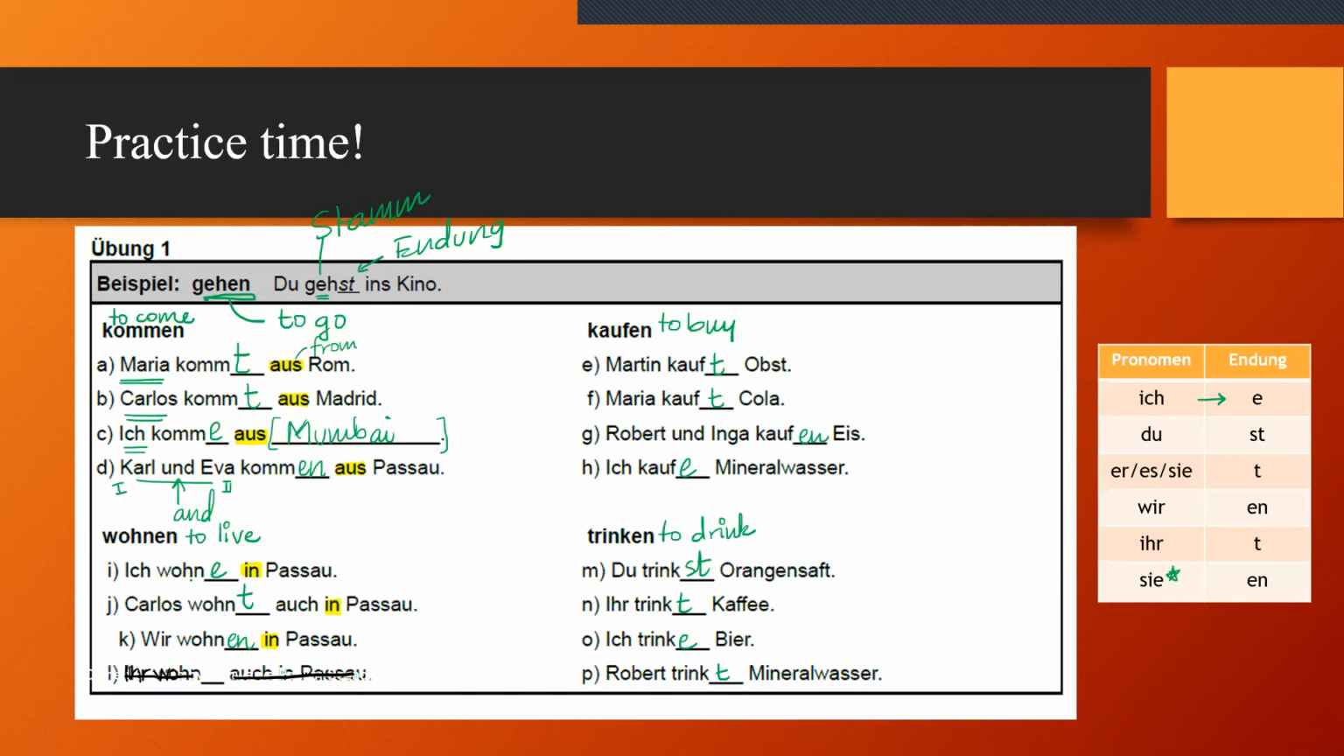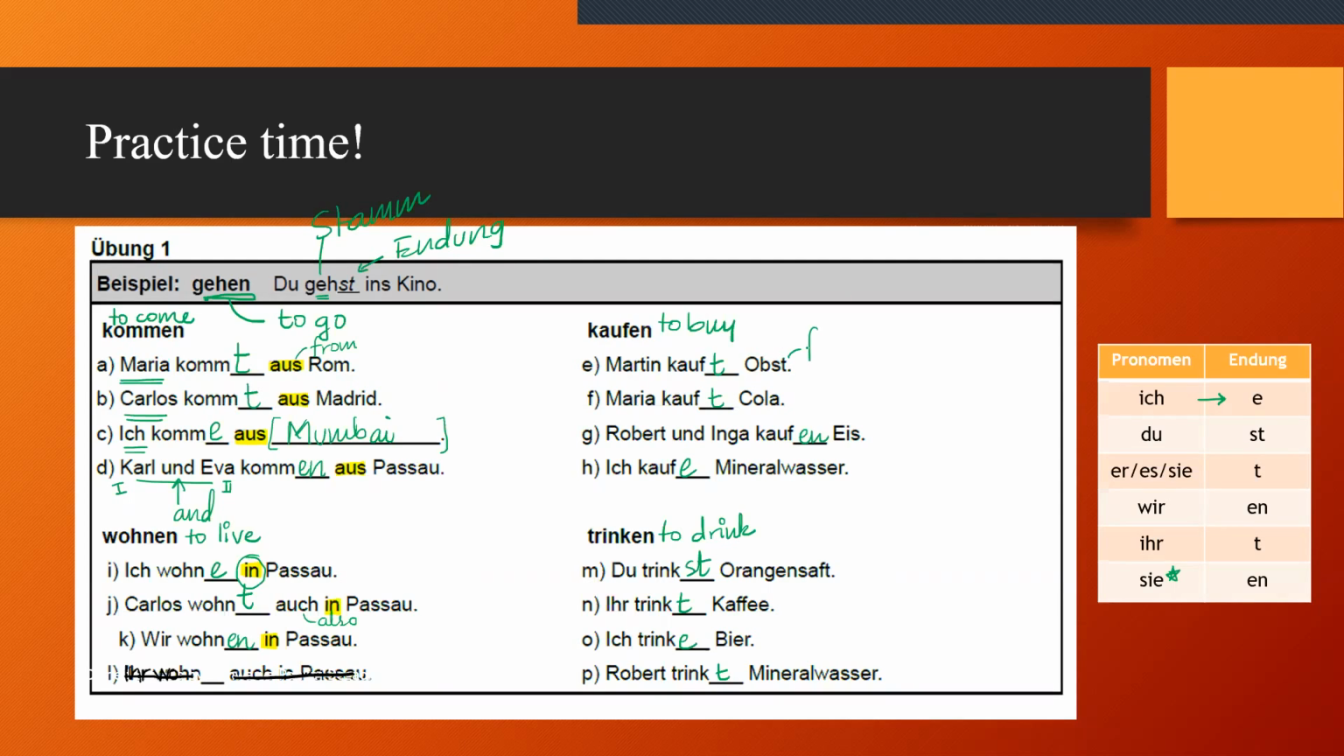Then wohnen is to live. So ich wohne in Passau. I live in Passau. Carlos wohnt auch in Passau. So this auch is also. And wir wohnen in Passau. We live in Passau. But now here it gets a bit different. It's a bit unusual from our regular English sentences.